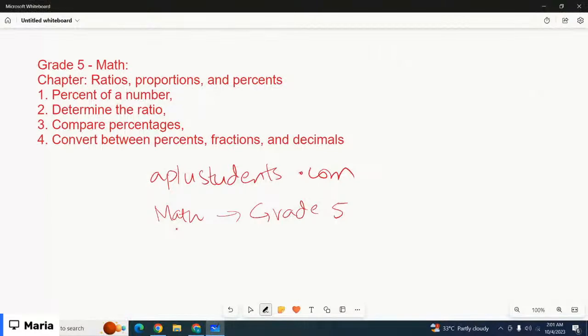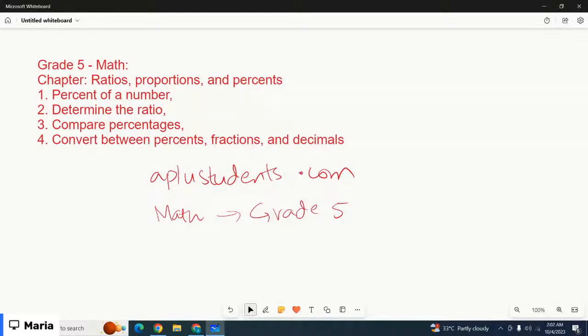We're going to start with the chapter ratios, proportions and percents. The lessons we're going to cover today are percent of a number, determine the ratio, compare percentages, and convert between percent, fractions, and decimals, right? So please make sure you have your notebook and pencil so that you can note down the important examples and definitions as well. Let's start with the very first lesson, that is percent of a number.